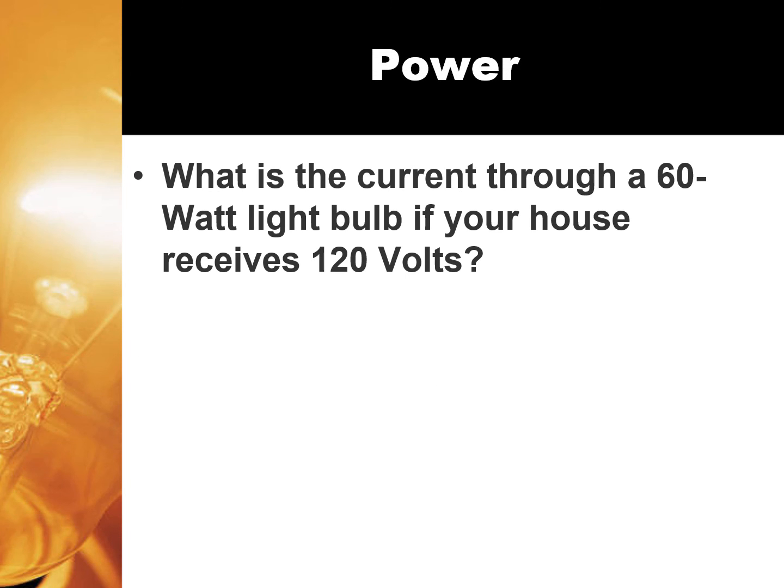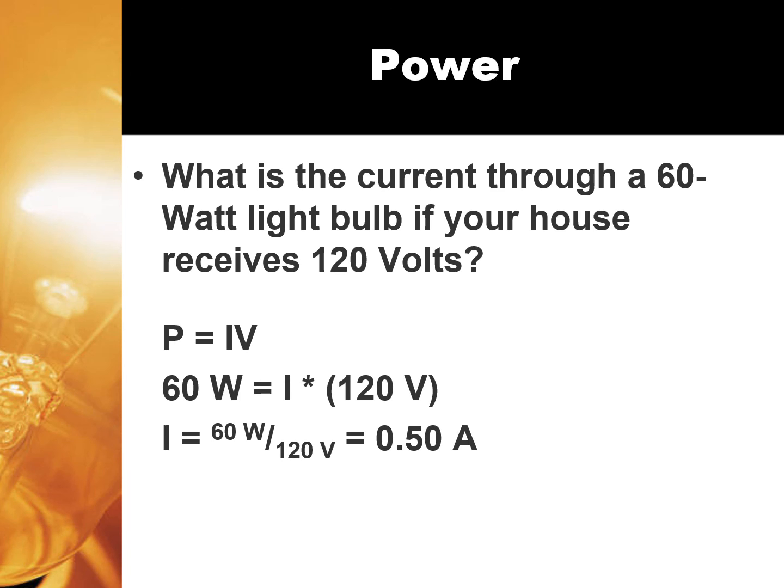So what's the current through a 60-watt light bulb if your house receives 120 volts? Well, power is going to be equal to current times voltage. In order to determine the current that's going to be through it, we're going to take the power and divide by voltage. The power is 60 watts divided by the voltage, which is 120 volts. 60 divided by 120 gives us 0.50 amps for the current.